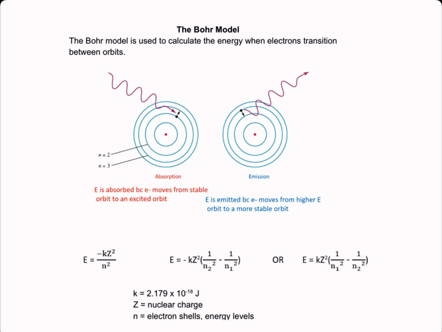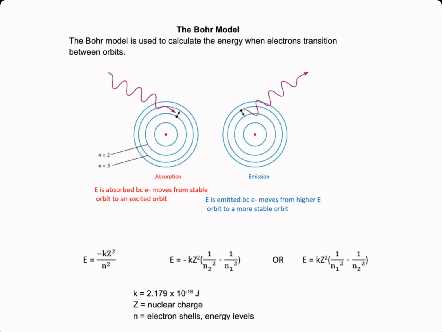Energy is absorbed when the electron moves from a stable orbit to an excited orbit. And when energy is absorbed, energy is a positive number. Energy is emitted when the electron moves from a higher energy orbit to a more stable energy orbit. And energy is emitted when energy is a negative number.